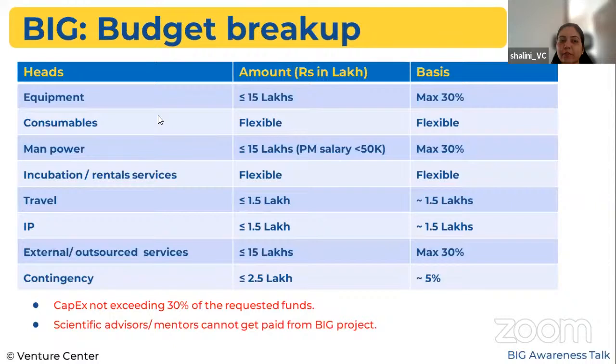So BIRAC has its budget and its guidelines. They have these particular heads, and some of the heads like equipment, manpower, outsourcing services are capped at maximum 30%. So you cannot exceed these heads. When you're planning your budget, please make sure that you go through the guidelines and stick to the heads which are capped at 15 lakhs.